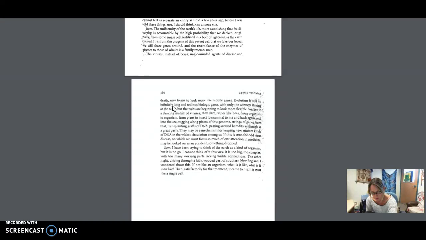But the rules are beginning to look more flexible. We live in a dancing matrix of viruses. They dart rather like bees from organism to organism, from plant to insect to mammal to meat and back again, and into the sea, tugging along pieces of this genome, strings of genes from that, transplanting grafts of DNA. So strings of genes, I like that phrase to kind of define the genome. Passing around heredity as though at a great party, they may be mechanisms for keeping new mutant kinds of DNA in the widest circulation among us.